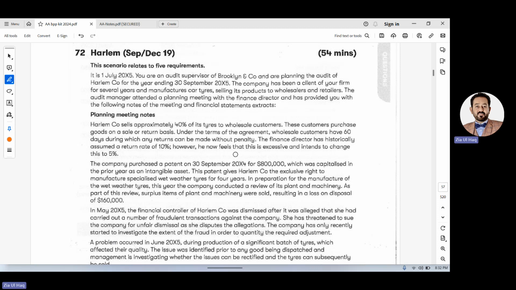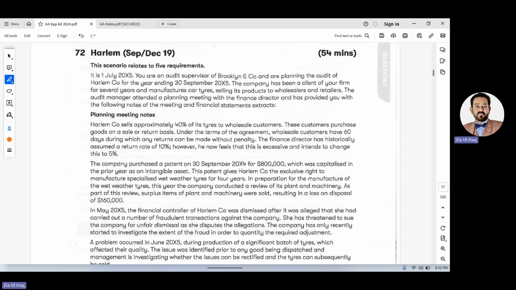However, he now feels that this is excessive and intends to change this to 5%, and he wants to reduce the sales return to 5%. How can he reduce to 5%? How? By improving quality or something like that?